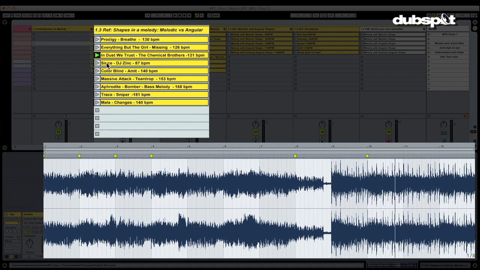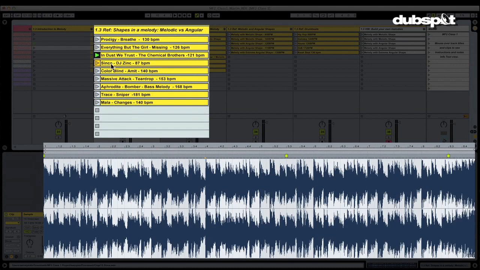Okay, and again, a very good example of how a very successful melody doesn't have to be really busy and complicated, okay? That's 3 notes, very effective. Another good example of a more melodic shape would be this song, Since, by DJ Zinc. This is at 87 BPM, so let me just go ahead and change our project's tempo. And we're going to listen to this.